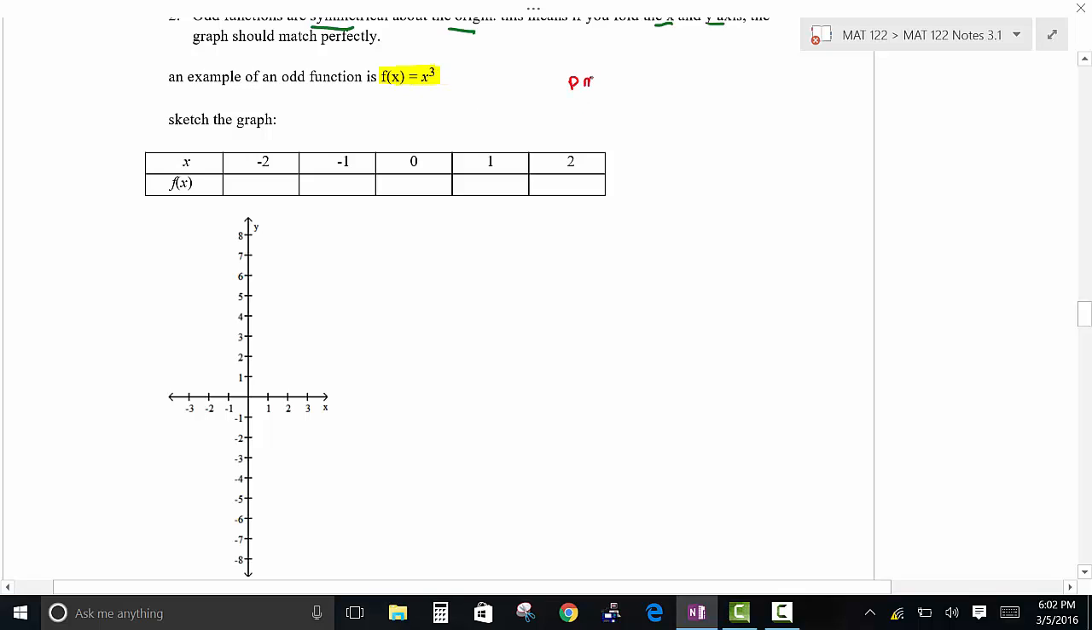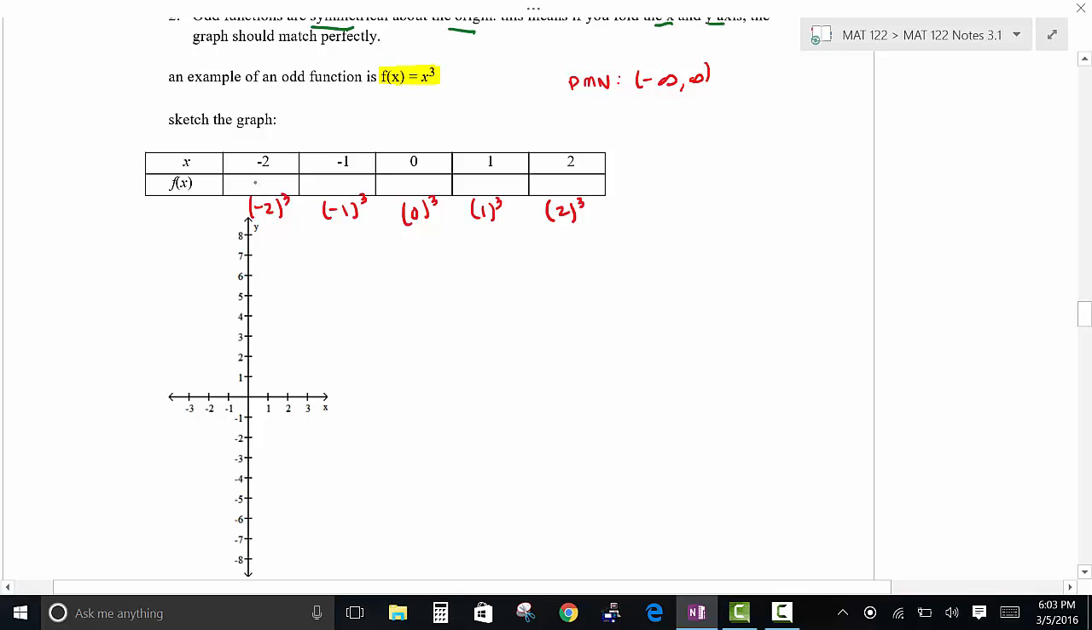So your domain of this function is going to be all real numbers because you can take any number and raise it to the third power. So we're going to just work out each of these numbers and multiply them out to the third power. And then we're going to plot the points and analyze the symmetry and see if this has the same kind of characteristics we think.